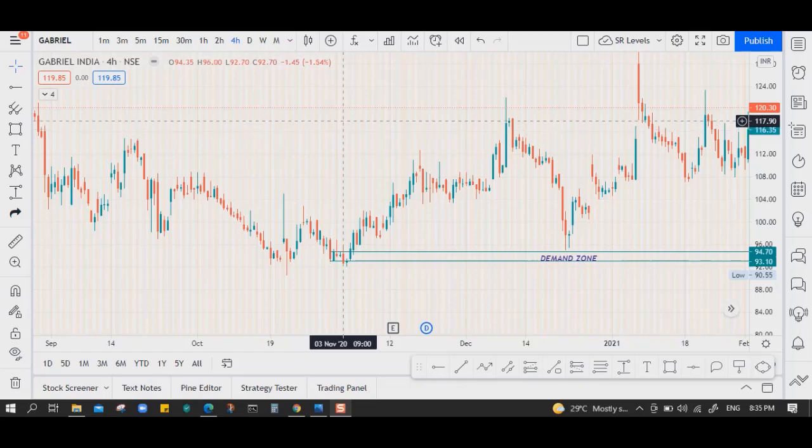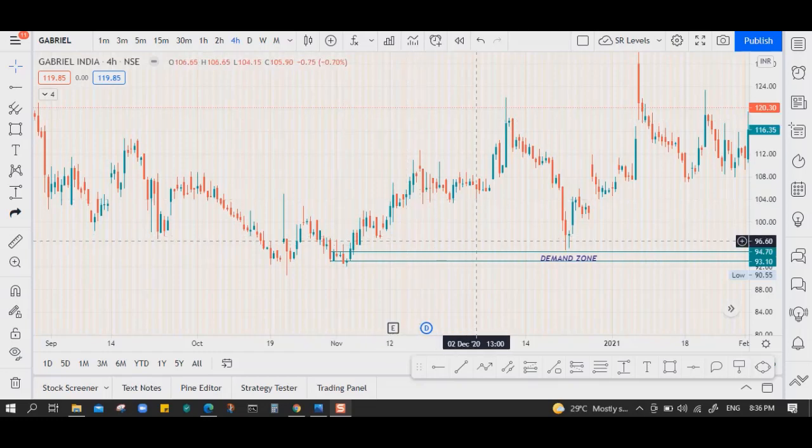So draw the zone. You only need to draw the proximal at the close of the green candle and the distal line at the lower shadow or close of it. Okay, so now it's your turn to find the bearish piercing patterns and try to draw the supply zones.